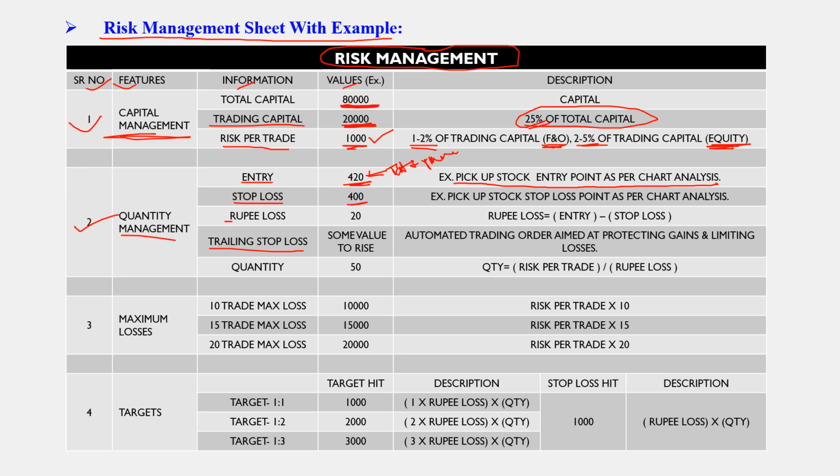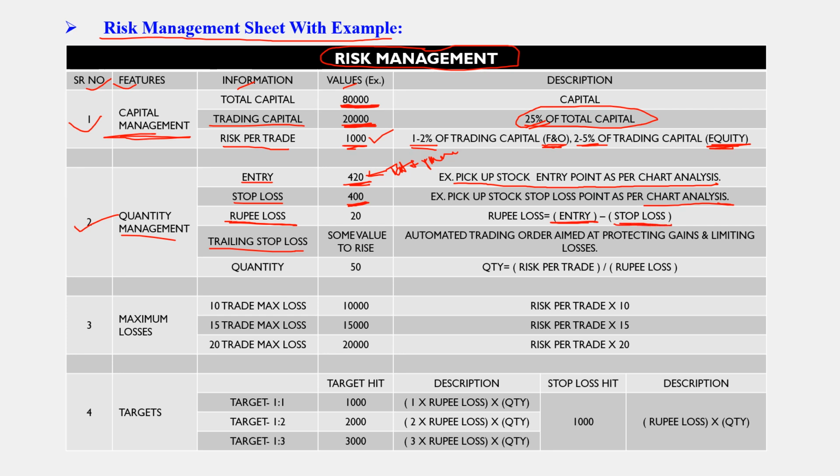We can set the stop loss, and this stop loss is also set through our chart analysis. This entry and stop loss are set through the chart analysis. I will explain how to do this chart analysis in the next videos: what should be the entry and what should be the stop loss. After that, what is the rupees loss per share? The rupees loss definition is entry minus stop loss.